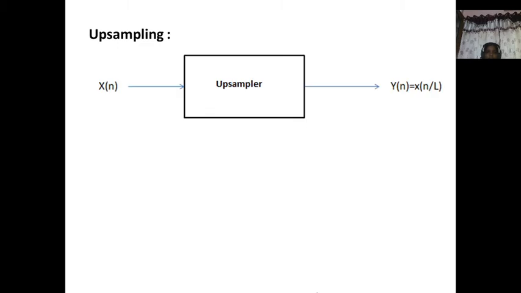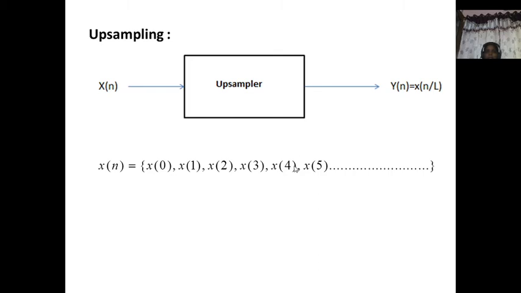Next topic is upsampling. Upsampling, the name itself conveys some information: the sampling rate is going to be increased. The general block diagram for upsampling can be written as an upsampler. We are passing x of n as an input, then you are going to get y of n, which is equivalent to x of n by L. For downsampling, it is x of n into capital M. Now for upsampler, x of n by L.